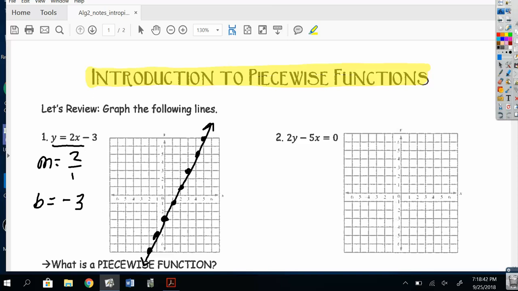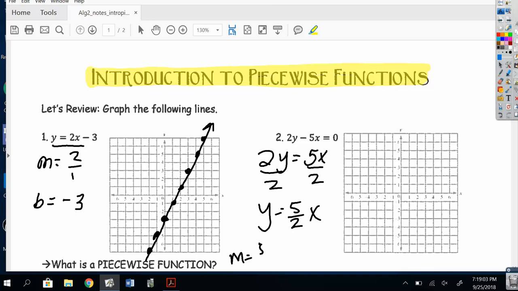If you look at number 2, it's not in y equals mx plus b form because y is not isolated. So I have to get y isolated. So I'm going to add 5x to the other side. So I have 2y equals 5x. And then I'm going to divide by 2. So y equals 5 over 2 x. So m equals 5 over 2, and b equals 0 because there's no constant. So I'm going to plot 0, 0, and then I'm going to go up 5 over 2.